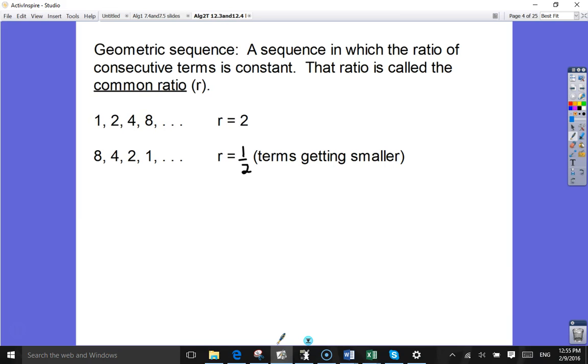So notice if the terms are getting bigger, that means the thing you're multiplying by is bigger than 1, right? If the terms are getting smaller, that means that r is less than 1. It's a fraction less than 1.